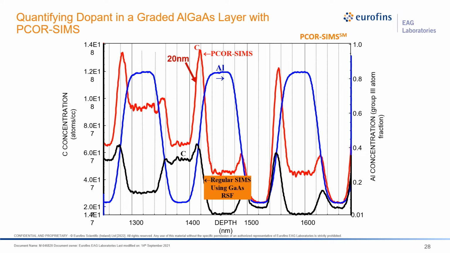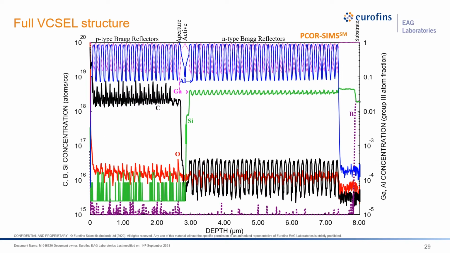So when we apply the P-core SIMS, we find a carbon profile in these structures closer to the reality. As you can see, at high concentrations of aluminum, the difference between using a regular SIMS with a single RSF versus P-core SIMS, the error could be as high as a factor of 2. Let's look at the VCSEL structure as a whole.